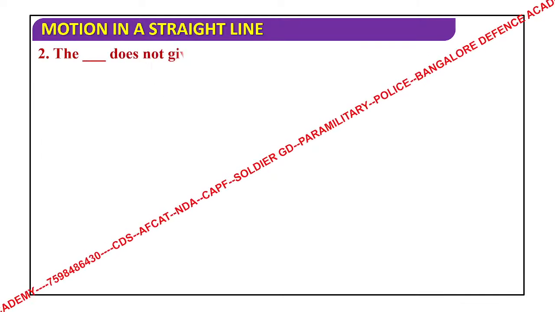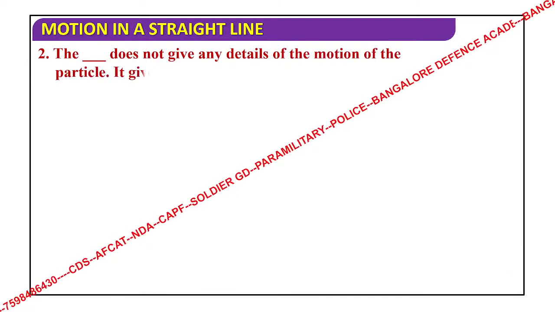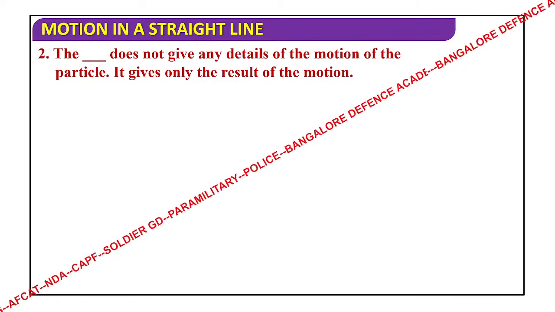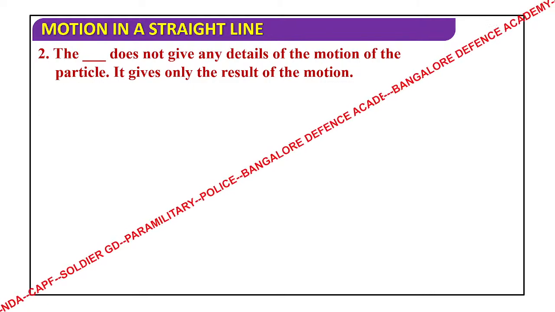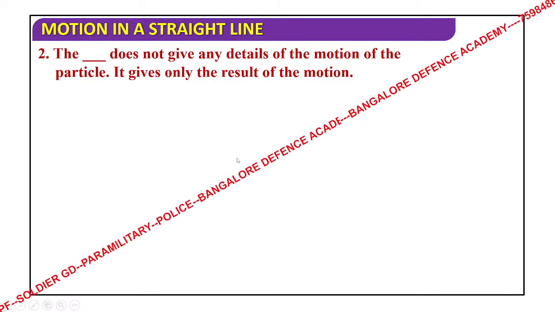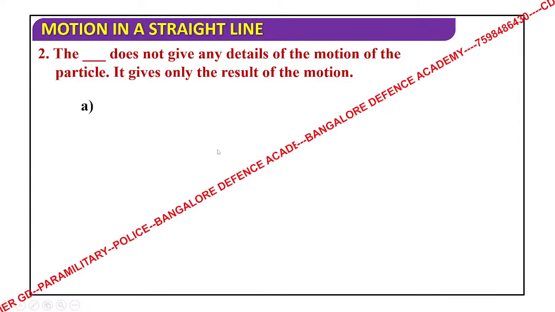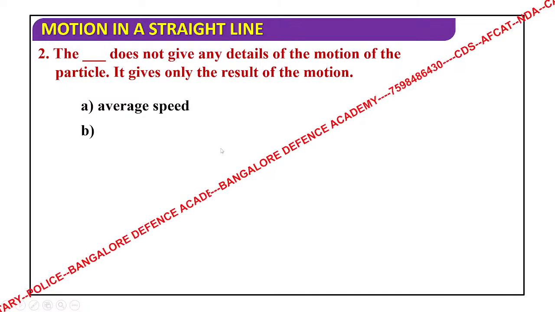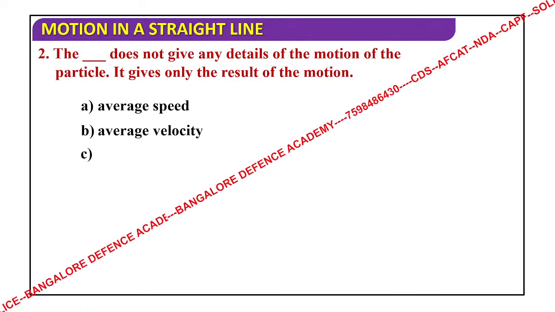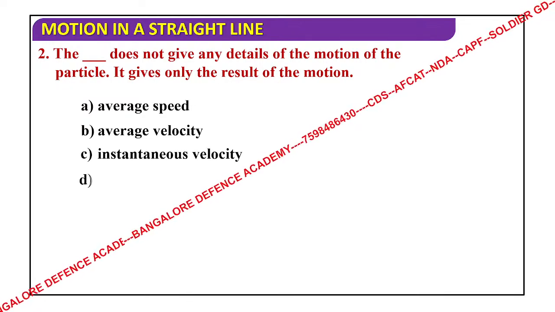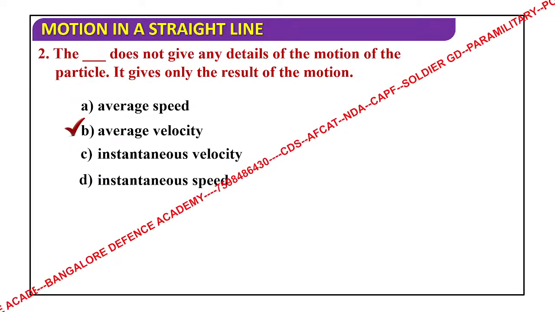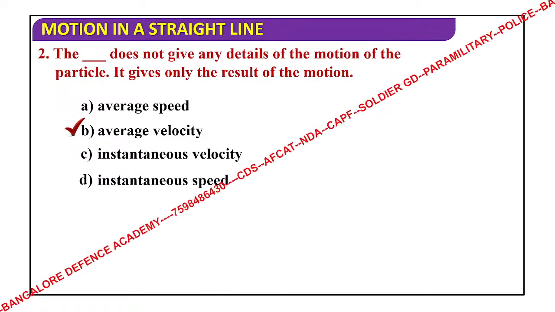Next, the dash does not give any details of the motion of the particle. It gives only the result of the motion. We have seen this definition just a few seconds back. I know you know the answer. Try to answer it now. Average speed, average velocity, instantaneous velocity, instantaneous speed. Answer is average velocity.